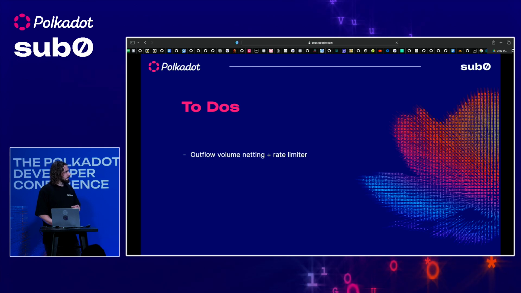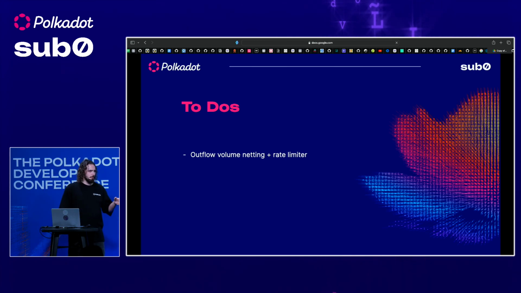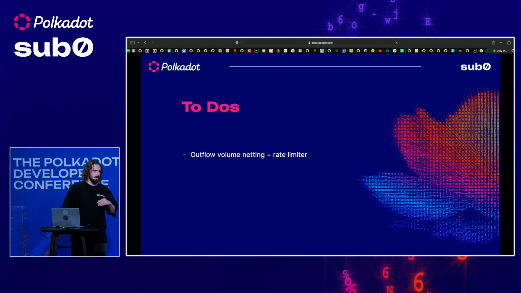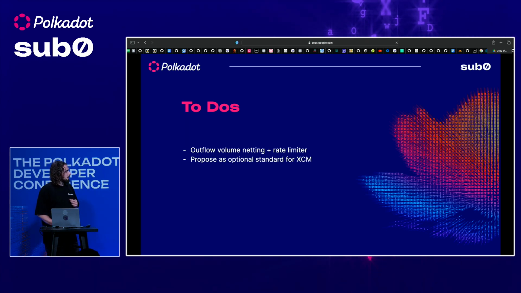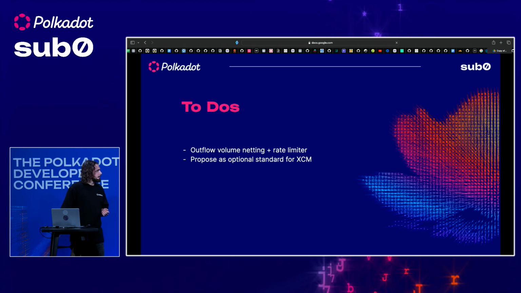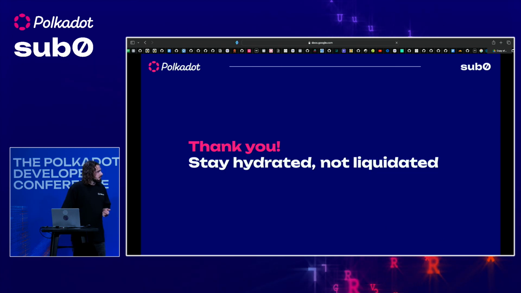So we still have something to do here. We need to net inflow and outflow volume to prevent DDoSing the rate limiter. And we would like to then propose this as an optional standard to XCM so that you could use it if you wanted to.